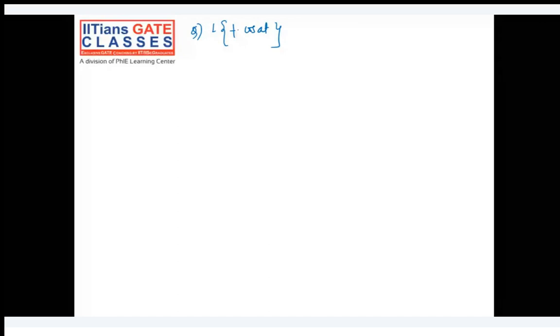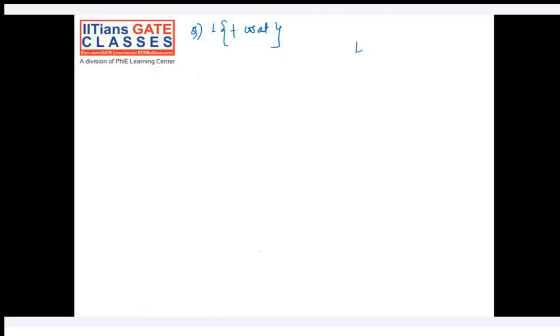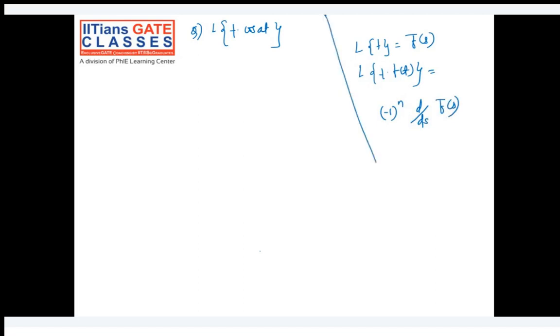Okay, let me solve it. s square minus a square divided by s square plus a square whole square. Perfect. Yes. So whenever we are multiplying with a t, the formula here is, Laplace transform of f of t is f bar of s. Laplace transform of t into f of t, that is multiplication by t property, is minus 1 raised to the power n d by ds of f bar of s, right? So this is the property we should be using. Minus 1 raised to power 1 d by ds of f bar of s.